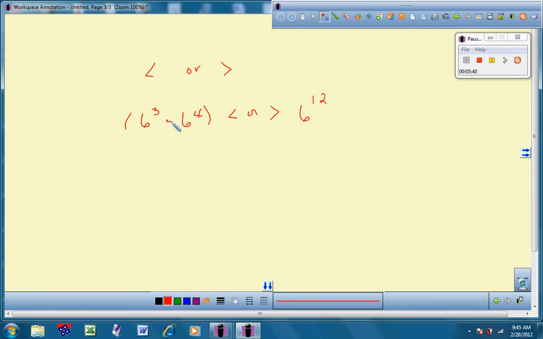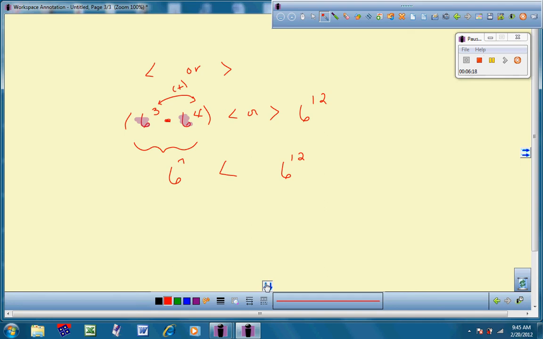Let's go ahead and first simplify my powers in my first set of parentheses. Okay, the bases are the same. My base to each is 6. When we're multiplying and our bases are the same, we add the exponent. So we have 6 to the 7th. Compare that to 6 to the 12th. My bases are the same, and 7 is less than 12, so we know 6 to the 7th is going to be less than 6 to the 12th.